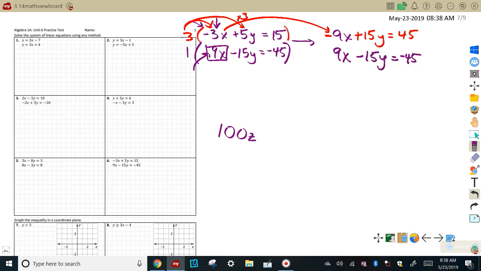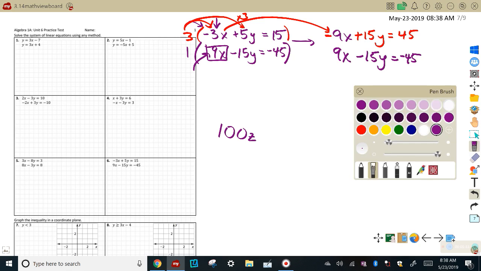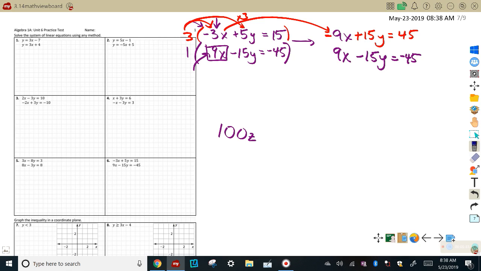Okay, there's a reason why we multiplied the top equation. Because we're going to do a funky looking addition problem. You guys remember when we would add two-digit numbers? We would stack them on top of each other and then just add straight up and down. I'm going to do something similar over here.